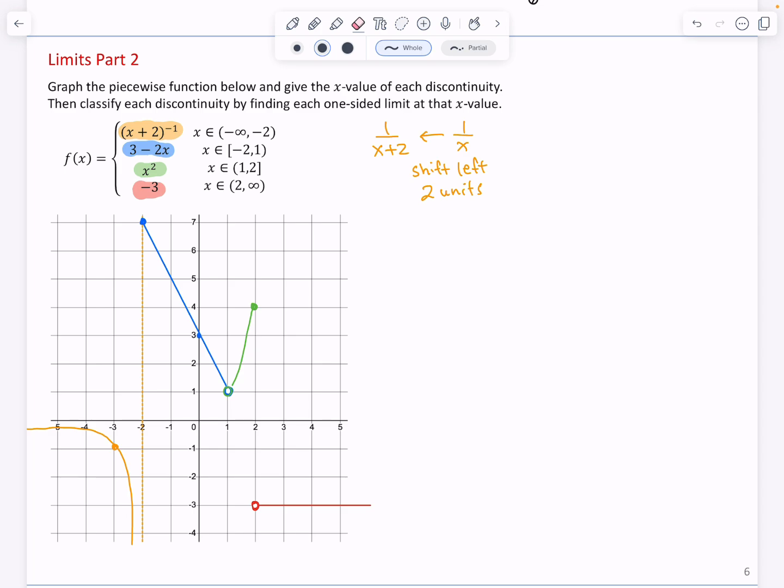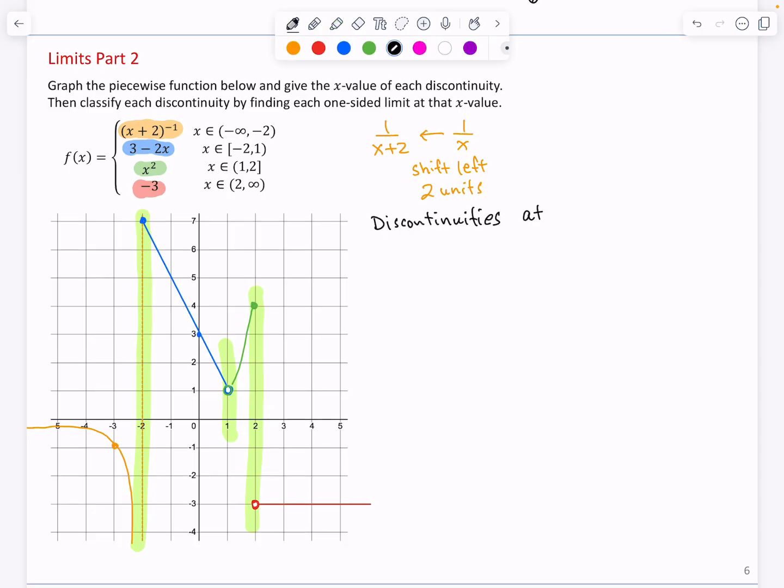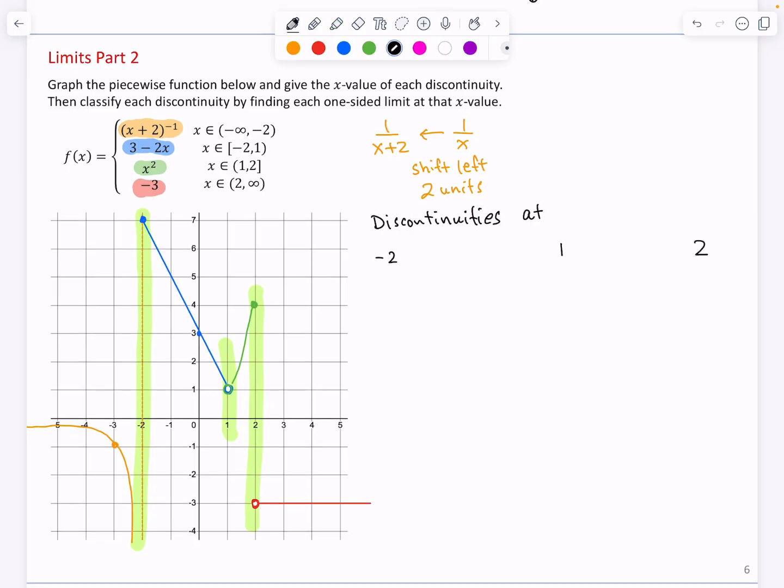Let's identify where the discontinuities are. If trying to draw this without lifting your pencil, you would have to lift your pencil for this x-coordinate, this x-coordinate, and this x-coordinate. Otherwise, the function is continuous. We have discontinuities at negative 2, 1, and positive 2. Let's do the left and right limits and the two-sided limit at each of these locations.